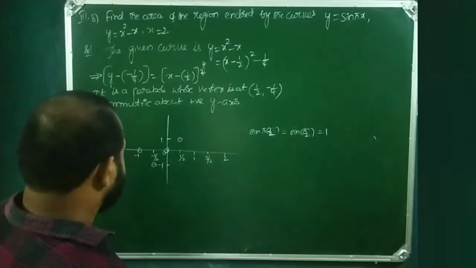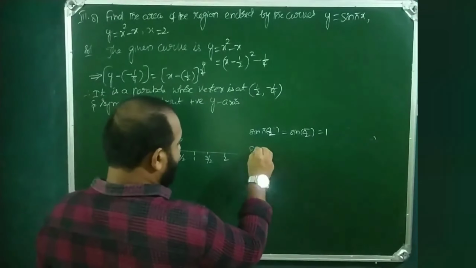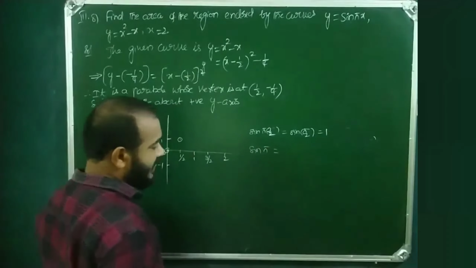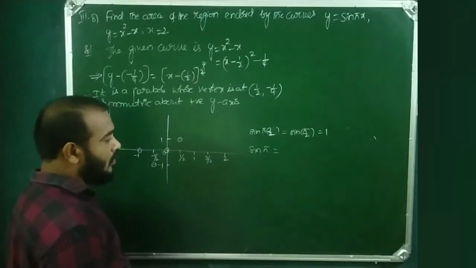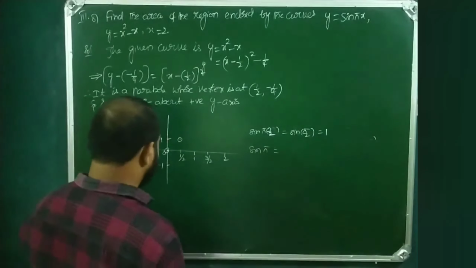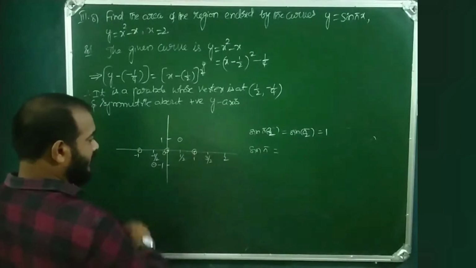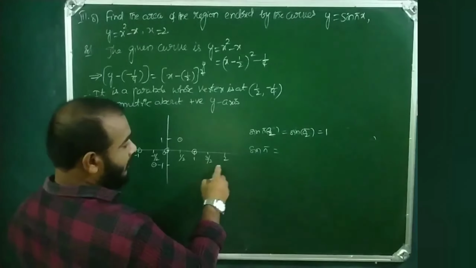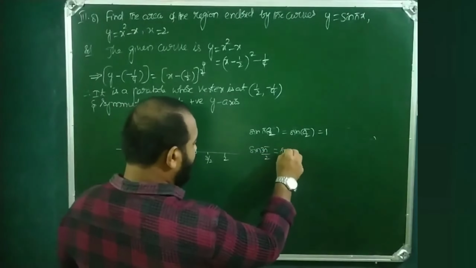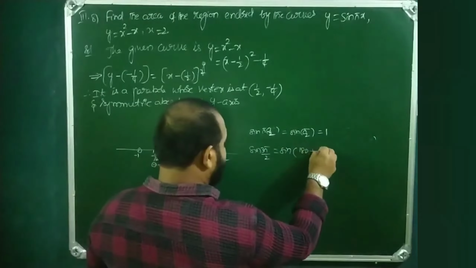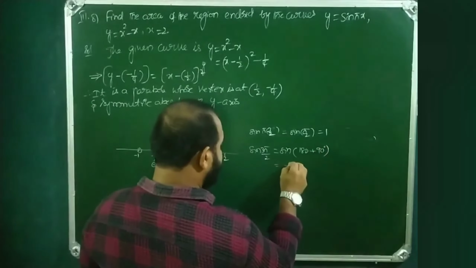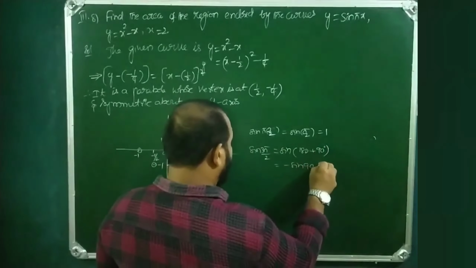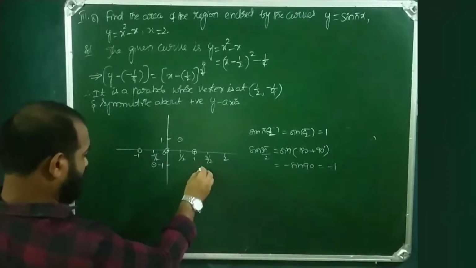Next, sine pi into 1. Sine pi, sine 180, sine 90 plus 90, cos 90. Cos 90 value is 0 here. Next, sine pi into x is 3 pi by 2. Sine 3 pi by 2 is sine 180 plus 90, which is minus sine 90. So minus 1 here.